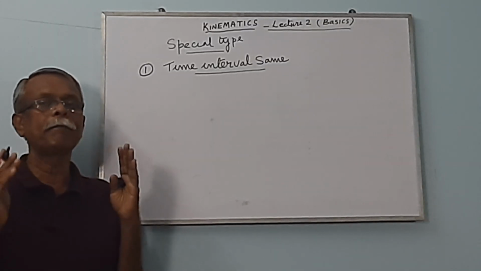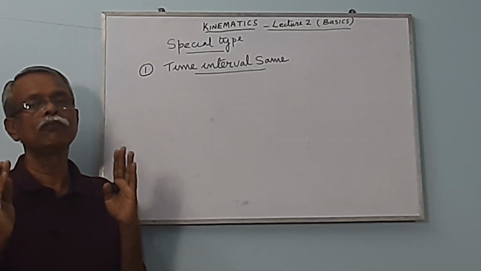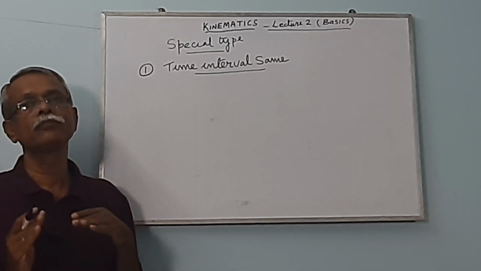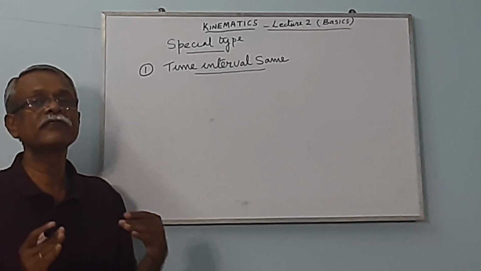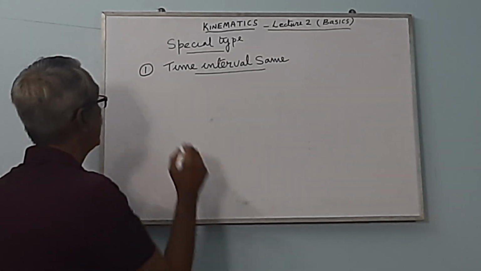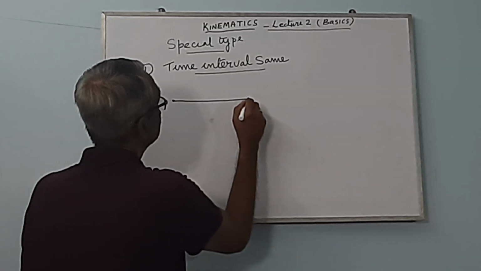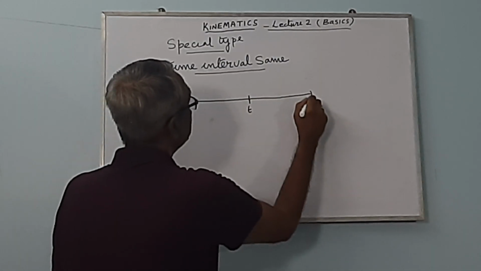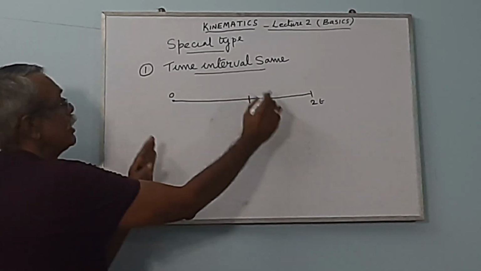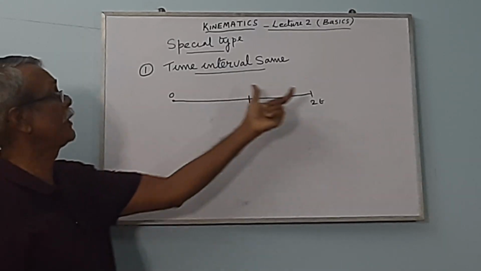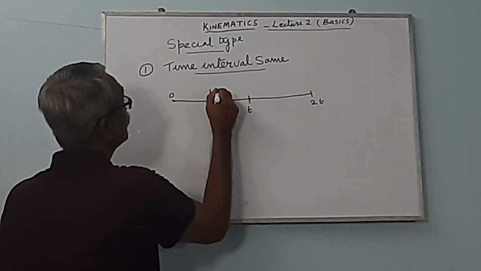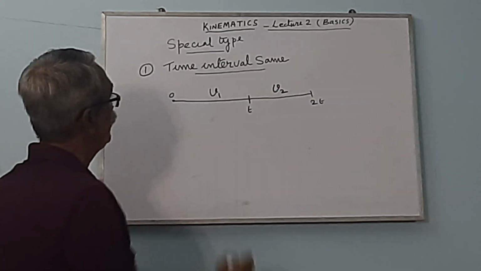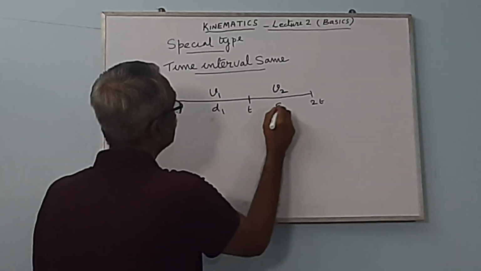You are given that a particle travels with a velocity v1 for the first half time and with a velocity v2 for the second half time. We will take that example. A particle travels, this time is 0, this time is t, this time is 2t. So we have two equal time intervals. Time interval same. This velocity is v1, this velocity is v2. We call this distance d1, this distance d2.